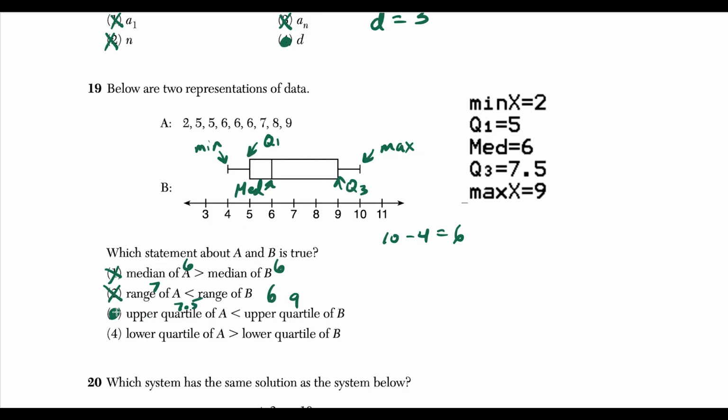So choice 3 is looking good, but let's just show that choice 4 is no good. The lower quartile of A is 5. So once again, this is for group A. The lower quartile is 5, and the lower quartile of B lines up with 5. 5 is not greater than itself, so definitely choice 3.